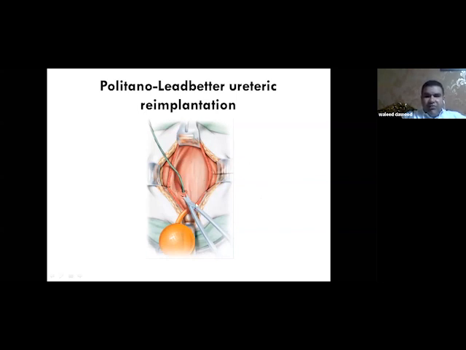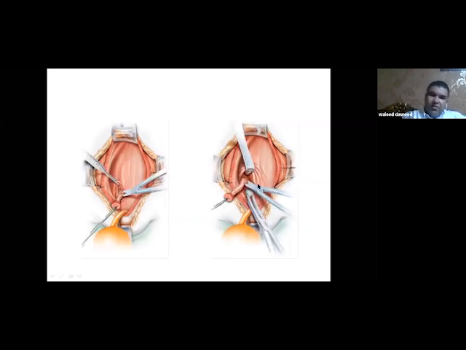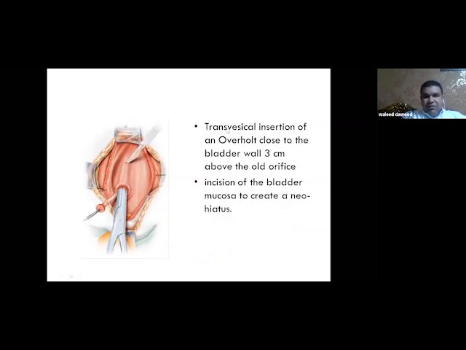The second operation is polytunnel ureter re-implantation. First, the same idea of opening the bladder and dissecting the ureter, like in the last Cohen re-implantation. We free the ureter from its peri-vesical attachments, the vesico-ureteric attachments. Here, transvesical insertion of an instrument close to the posterior bladder wall. We push this instrument parallel to the posterior bladder wall and make an incision about 3 centimeters above the natural orifice here.